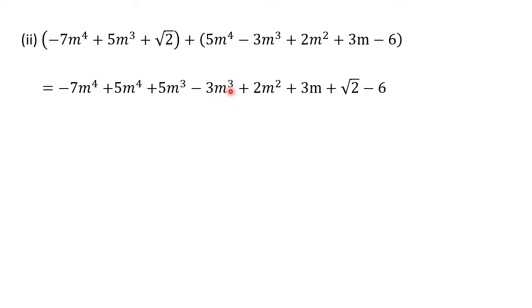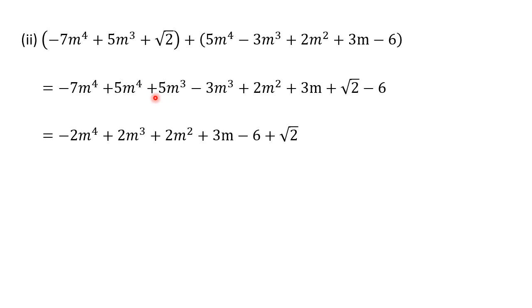Then here after m cube we have m square, but it is not present in the first bracket, so write it from the second bracket. Only a single term with m square. Then the term with m is not present in the first bracket, so write down from the second bracket. And then the constant terms. So here the constant term is root 2, and here it is minus 6. Okay, so in this way, these are two like terms which we can add. So minus 7 plus 5, we are going to get minus 2, and the variable as it is. So minus 2m raised to 4.